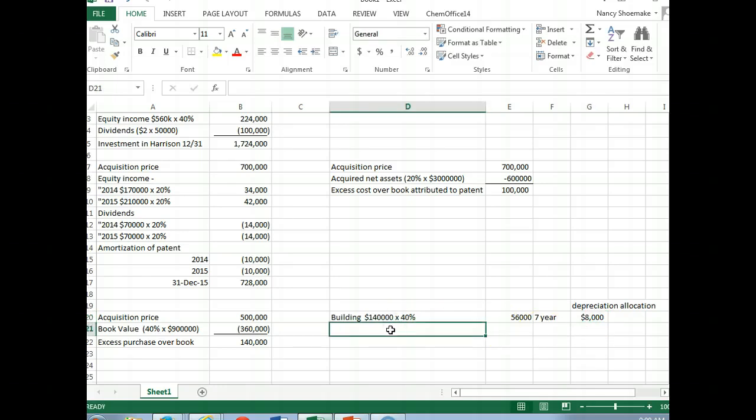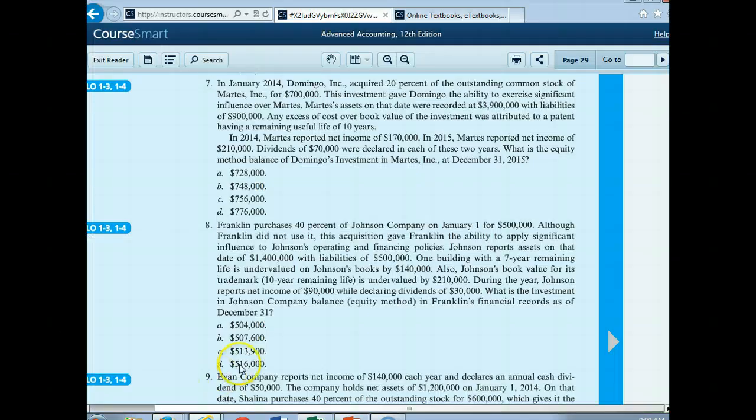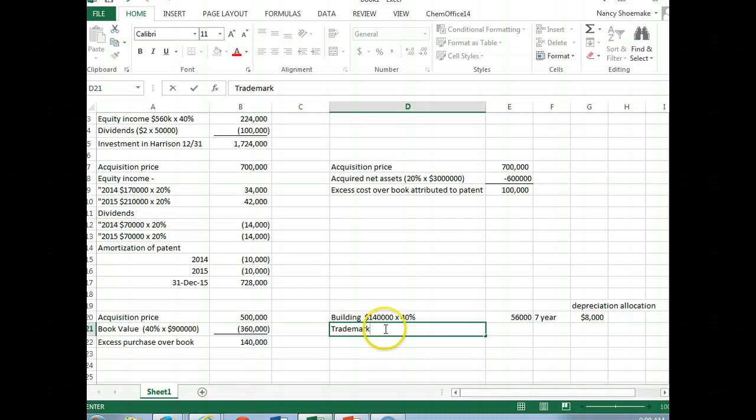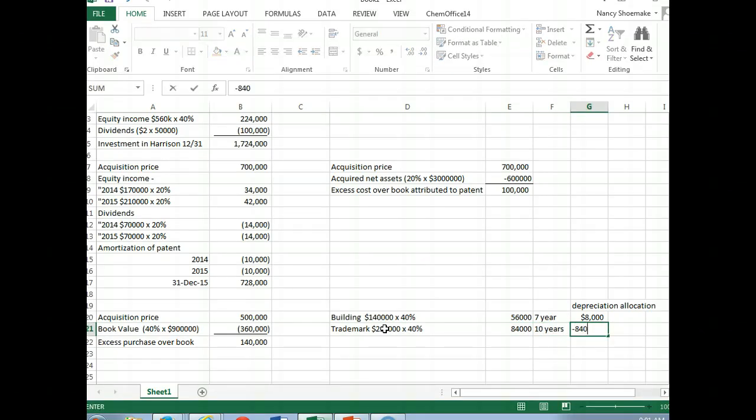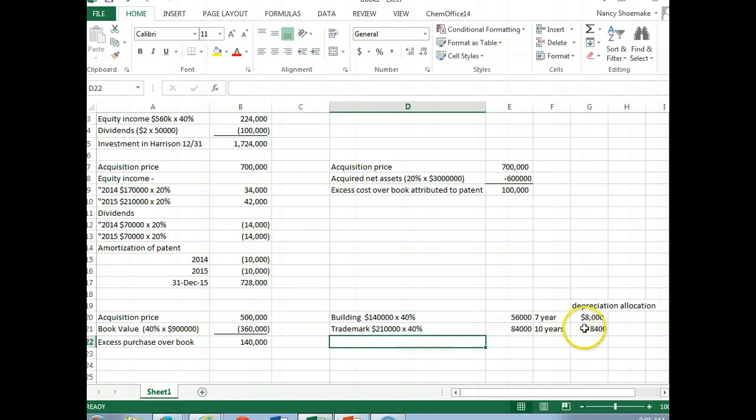Then it told us we had a trademark. I just need to confirm it. It says 10 years remaining life. And on the books, whatever the trademark shows on the books, it is undervalued by $210,000. So we need to take that trademark, the market value minus the book value, $210,000 times our 40%, and that is $84,000. And that's going to be over 10 years, amortized at $8,400 a year. Make sense? Yes.